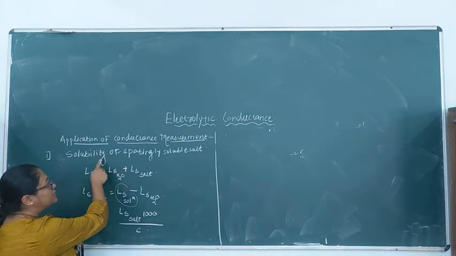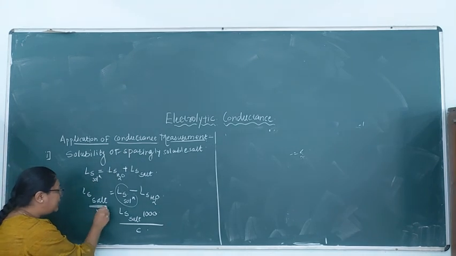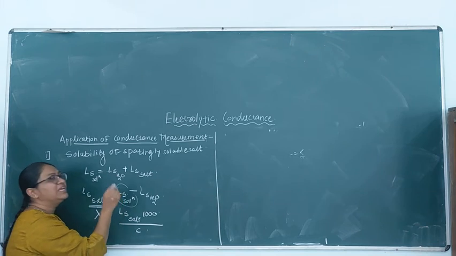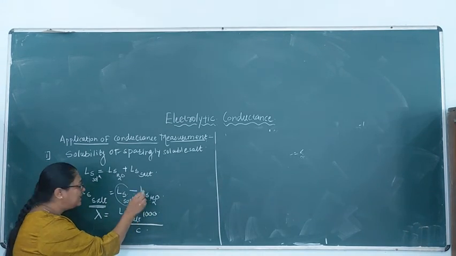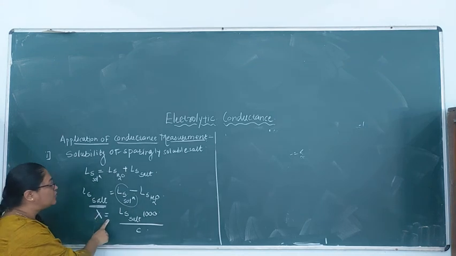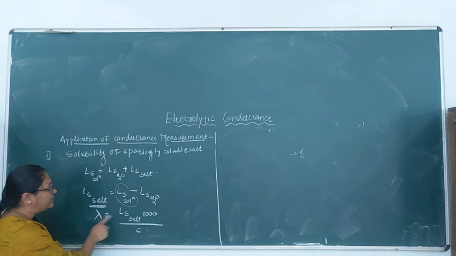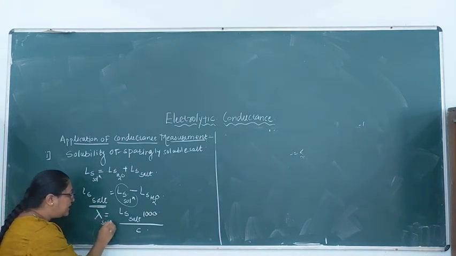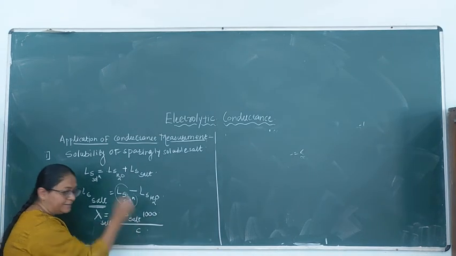And we want to find the solubility of the salt, and to find the solubility we need to know the Ls of the salt only, not the solution. This we will get from the conductivity measurements. This we know, right? Therefore, lambda, to calculate the solubility of the sparingly soluble salt, I have written this relation. The equivalent conductivity of a salt is equal to the Ls of salt into 1000 divided by C.